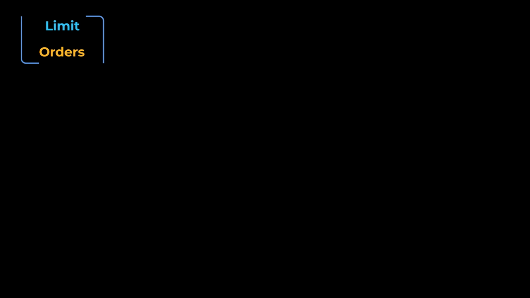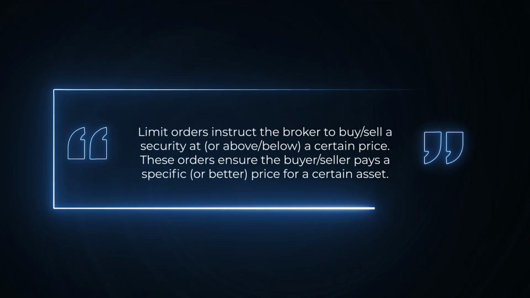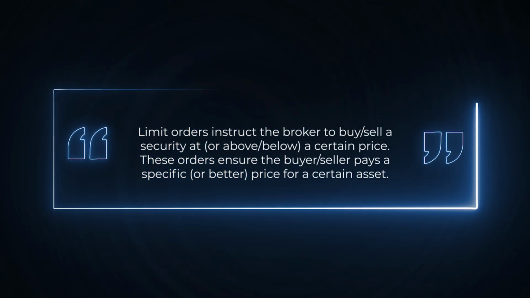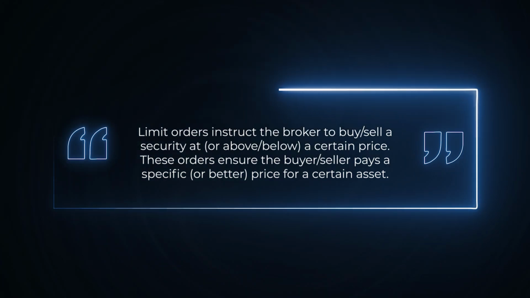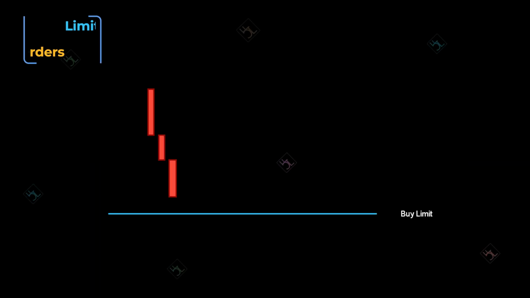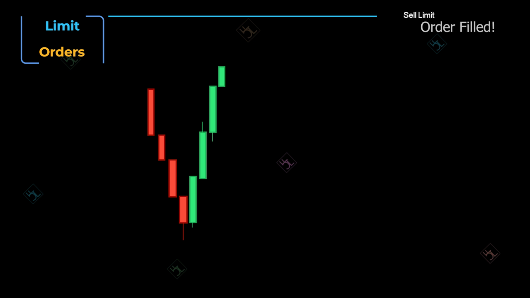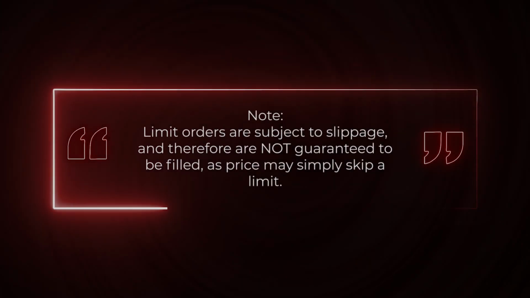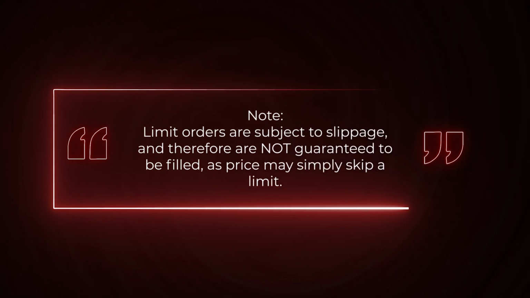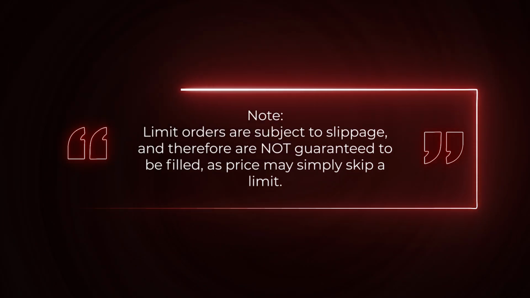Consequently, let's look at limit orders. Limit orders instruct the broker to buy or sell a security at or above or below a certain price. These orders ensure that the buyer or seller pays a specific or better price for a certain asset. It is important to note down that buy limit orders are placed below current price and sell limit orders are placed above current price. Please also note that limit orders are subject to slippage and therefore are not guaranteed to be filled, as price may simply skip a limit order, but more to that later on.